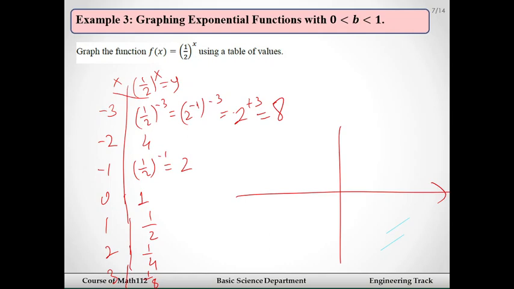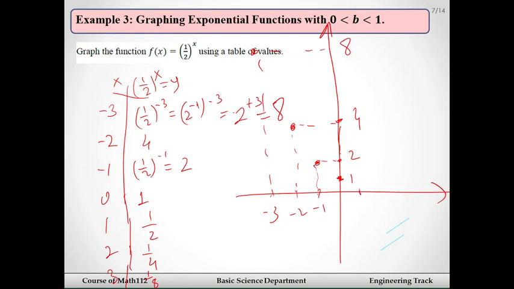So it's like that. When it is -3, we have a big value here, like 8. And when it is -2, we have 4, just half of 8. And then -1, it makes 2, half of 4. And then at 0, this is 1. This is 2, this is 1. And for the positive values, it gets less than 1.